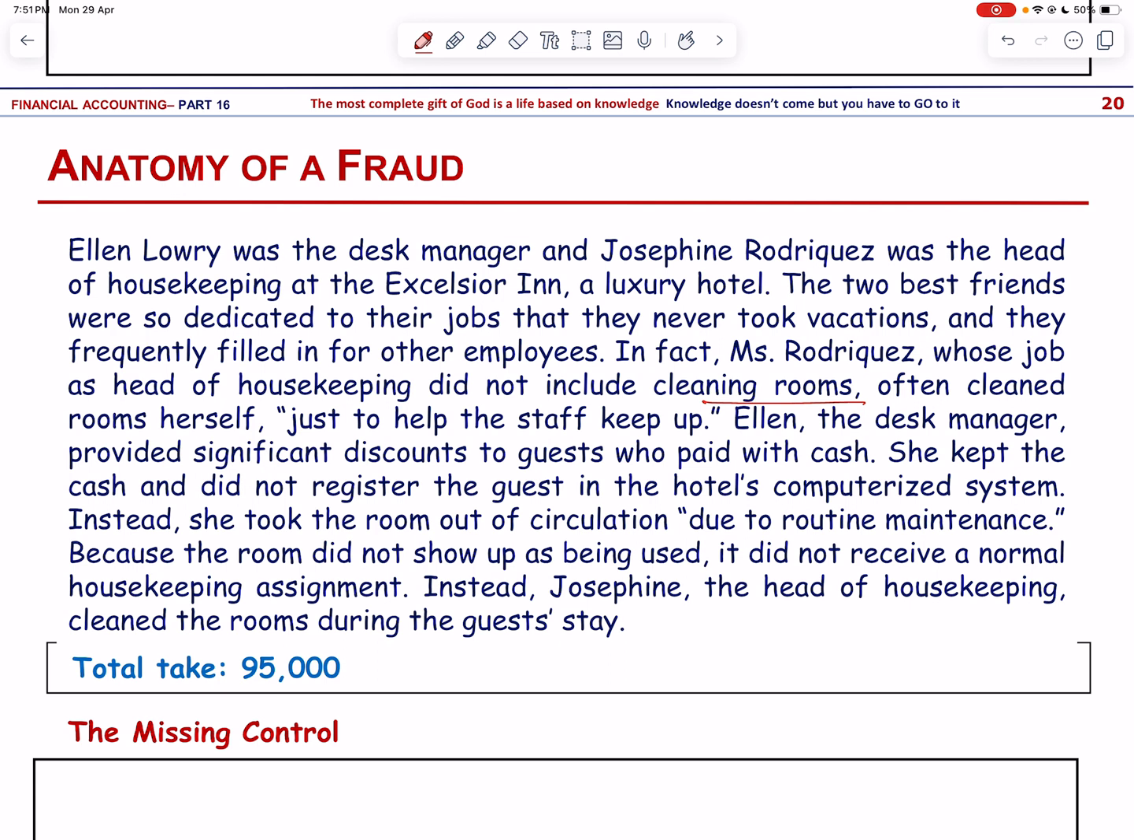Ellen, the desk manager, provided significant discounts to guests who paid with cash. She kept the cash and did not register the guest in the hotel's computerized system. Instead, she took the room out of circulation due to routine maintenance, because the room did not show up as being used. It did not receive a normal housekeeping assignment. Instead, Josephine, the head of housekeeping, cleaned the room during the guest's stay. The total take was 95,000.